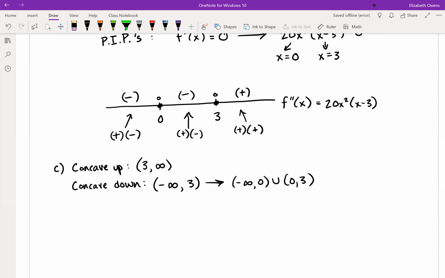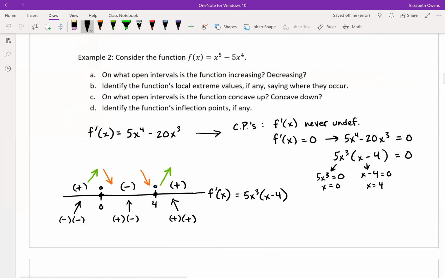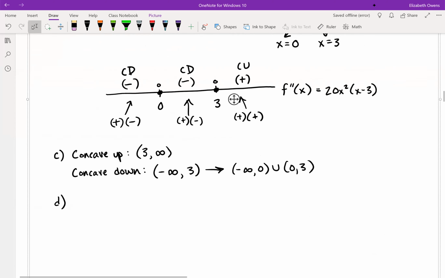Okay, so there's areas where this is concave up and concave down. Okay, concave up, down, and down. And so for the last part, we were to identify the inflection points, if there are any. And we do happen to have one inflection point here. See if you can spot where that is.